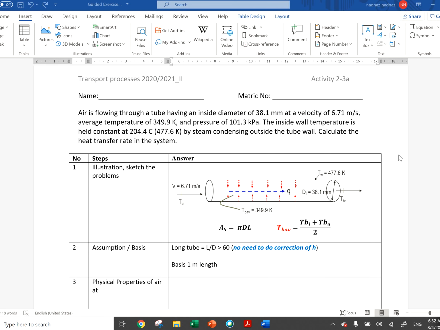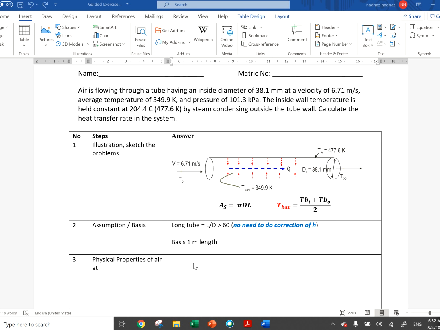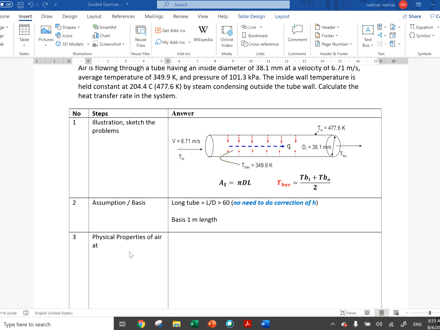Now, if you still remember, we have just completed step 1 and step 2. For step 2, the length of the tube is not given, so we can take the basis of 1 meter length. It is easy to take 1 meter because then you can just multiply your answer by any value of L at the final step. All right, so just take 1 as the basis at first, and then we will go to step number 3, which is to determine the physical properties.